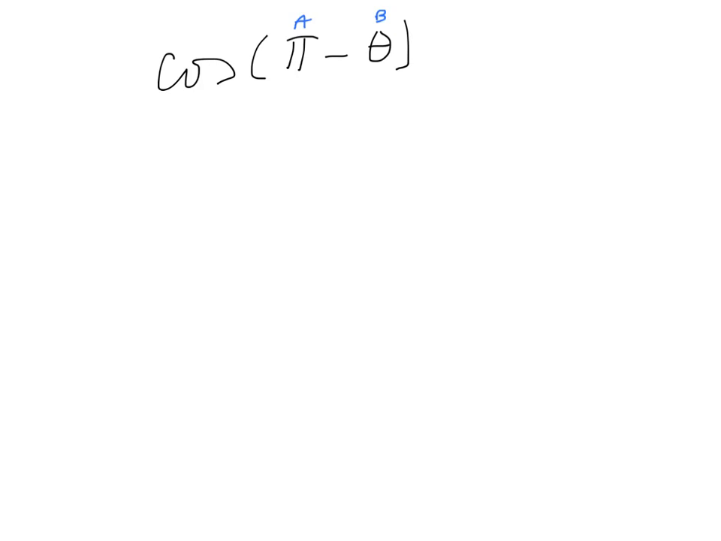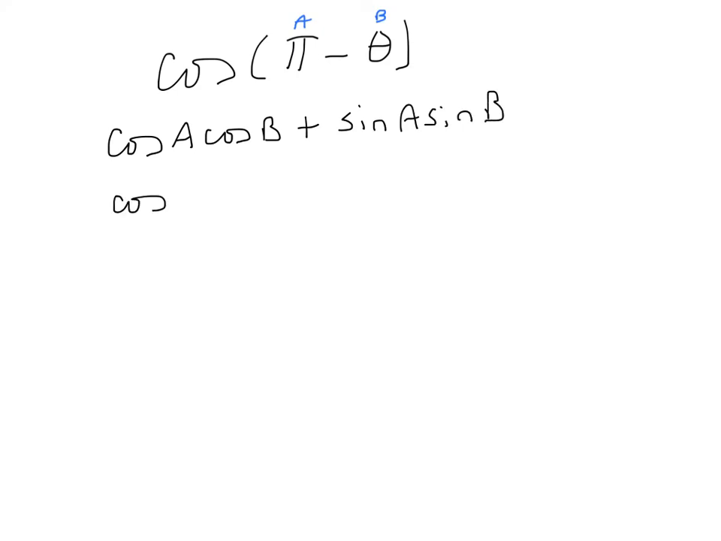Okay, one last example for us. Cosine of pi minus theta. And so it's going to be the cosine of the difference of angles pattern, which you're going to pull off of your sheet. I'm going to write down the formula first: cos A cos B plus sine A sine B. Please make sure you're pulling the right identity. So it'll be cos pi cos theta plus sine pi sine theta.